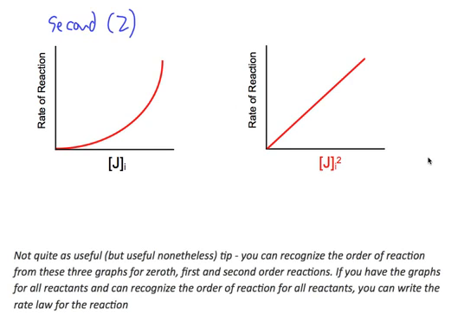And so that's a useful tip, because you can recognize the order of reaction from these graphs: zero order, first order, second order, from the graphs. If you have the graphs and you can recognize the order, you could write a rate law equation.